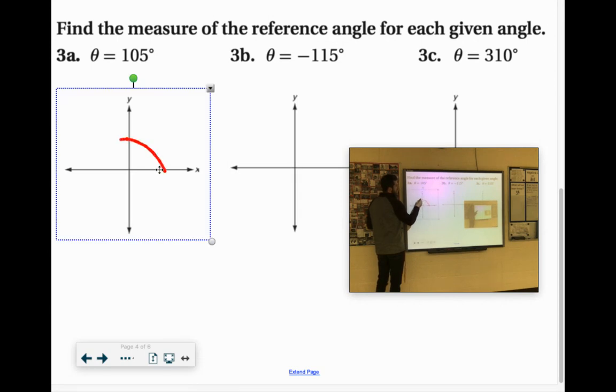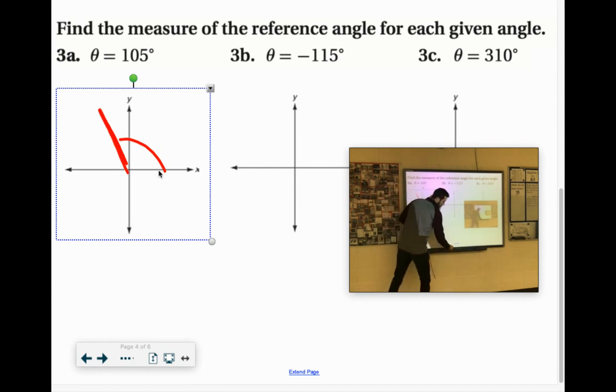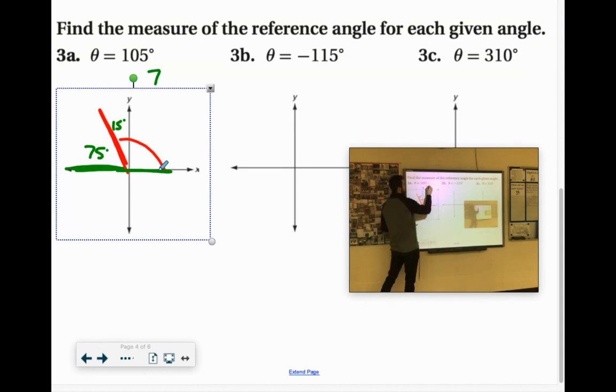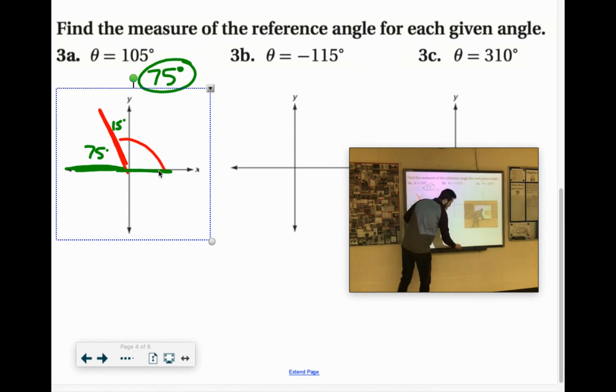90, 105. So yeah, if you did 180 minus the 105, it leaves you with 75 degrees over here. Or you can say that's 15 degrees further. So that would give us 75 for that one. Okay.